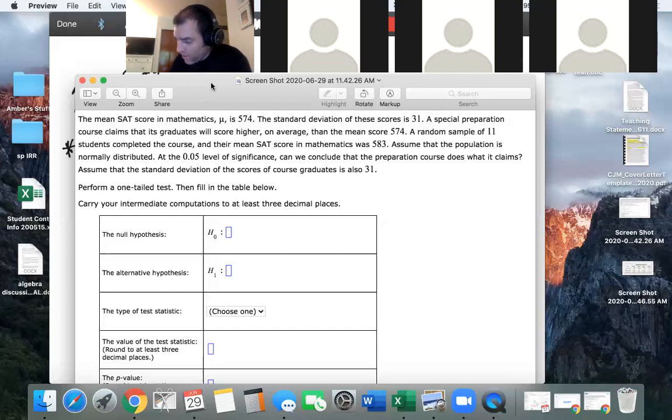Do you all know what they're getting at here? Like, what piece of information is that telling us? It's going to be greater than that mean. Yeah, which thing? The 574. Yes. So which hypothesis, the null or the alternative? Oh, I'm sorry, the alternative hypothesis. Yes. Okay. And so that's kind of the key.